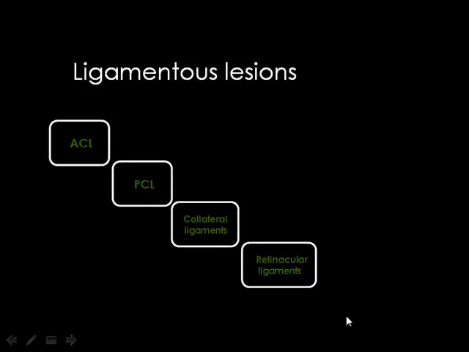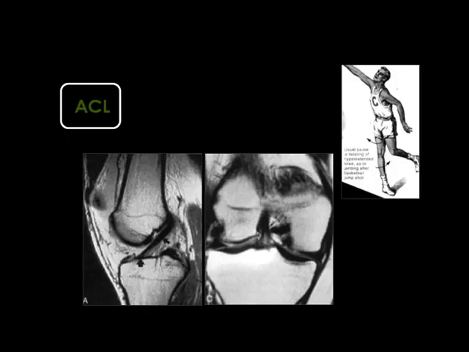I will talk about the imaging of the ligaments of the knee, and the most important are, as you all know, the ACL and the anterior cruciate and the posterior cruciate. And this is the normal appearance of the anterior cruciate ligament.